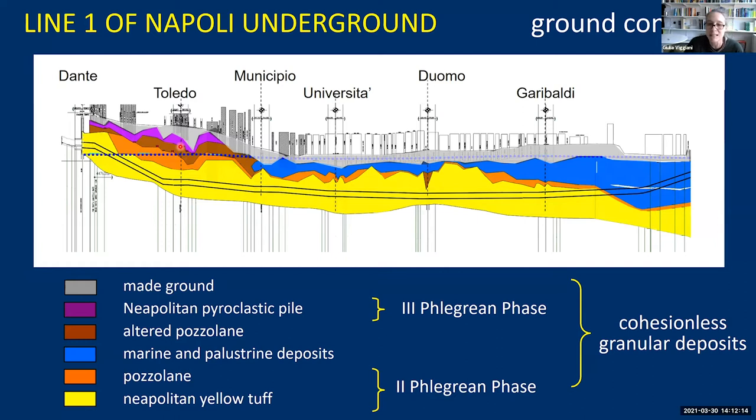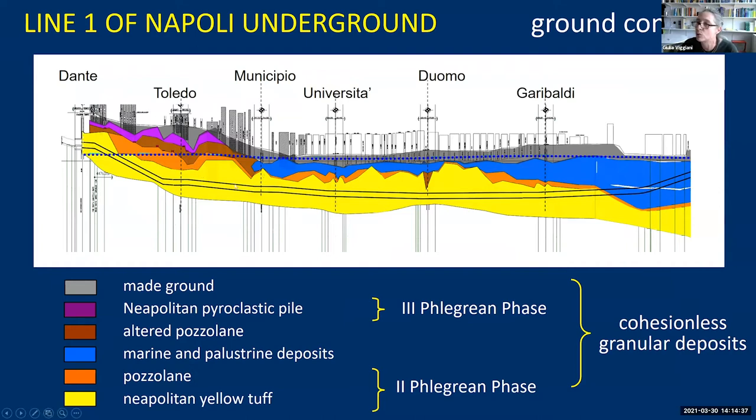Now, the pyroclastic soils are overlain here by sands or silty sands, and these are essentially of marine origin. And because we are very close to the coast, most of the areas near the coast derive from reclamations that were carried out in historical times between 1400 and the late 1800s. And this is reflected in the thickness of the made ground, that is this gray layer here, which is relatively thick. It's about 10 meters of made ground, which is quite important because we are close to the coast. And so there is a lot of reclamation.